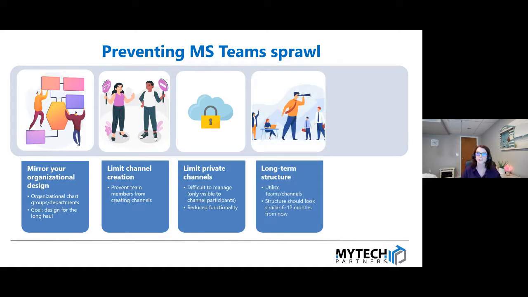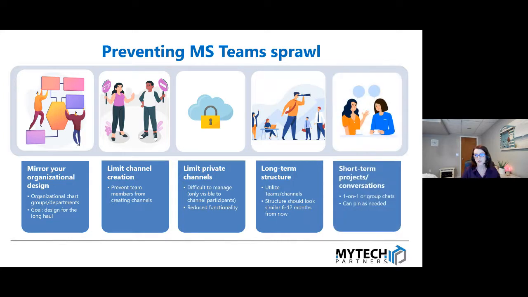The fourth tip here that I'd like to give is that in terms of long-term structure, it is a good idea to utilize teams and channels. And the recommendation here is that typically your structure should look similar 6 to 12 months from now. Whereas if it's something more of a short-term project, or maybe a short-term conversation that will typically last a few weeks or maybe a few months at most, then it's more appropriate to use one-on-one chats or group chats. And it's quite easy to pin those in Teams as needed, and when you don't need it anymore, just unpin it again.